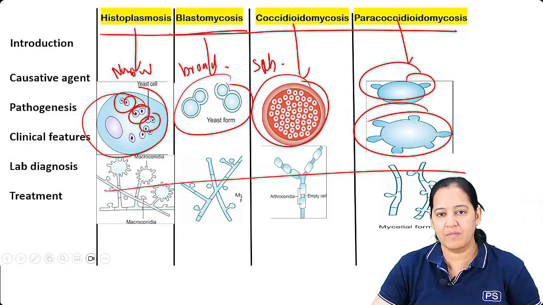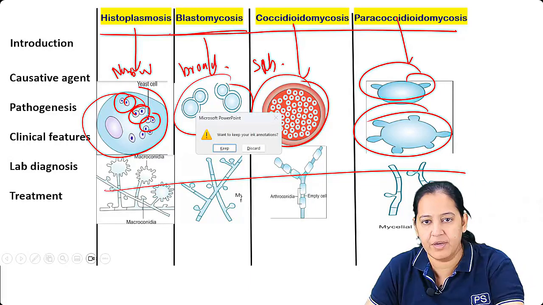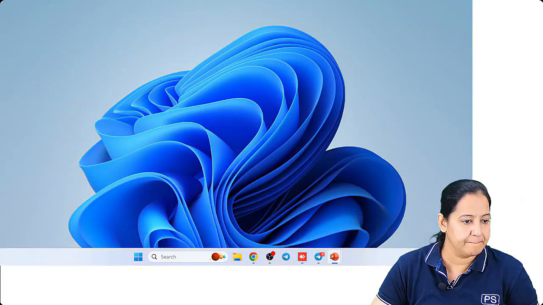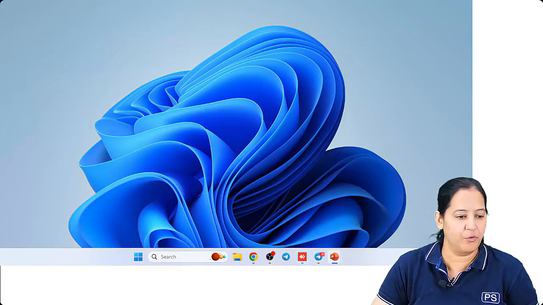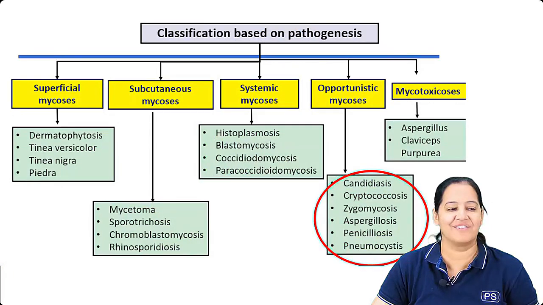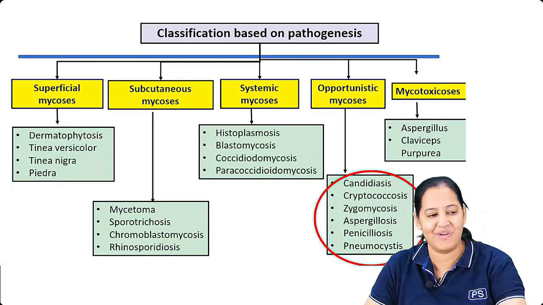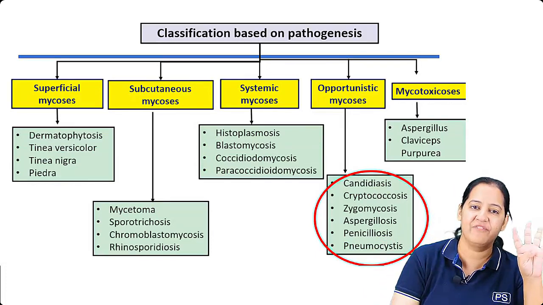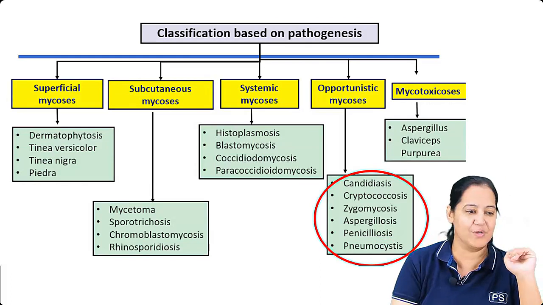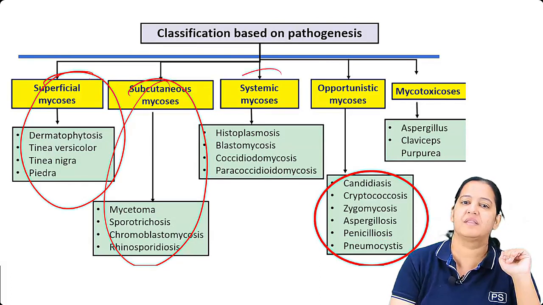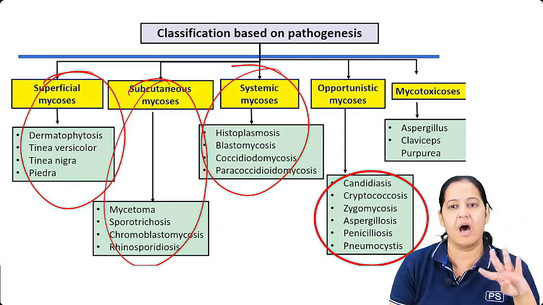So let's come back to our old PPT and continue with the last four fungus. So 12 fungus are done till now. Is it easy going till now? Not too much burden, I hope. We are done with the four superficial. Comparative table is the best way to learn, otherwise you can't learn. The four superficial done. The four subcutaneous done. The four systemic done. And now the last four opportunistic.